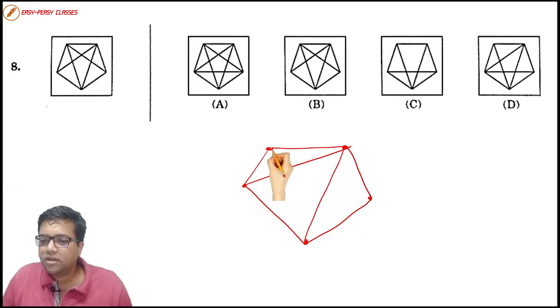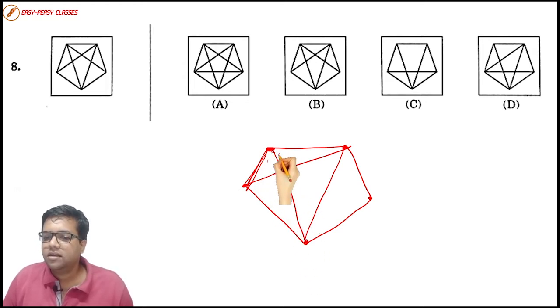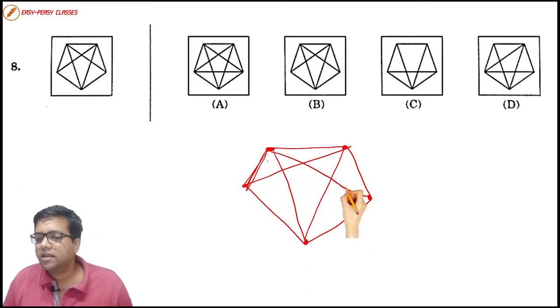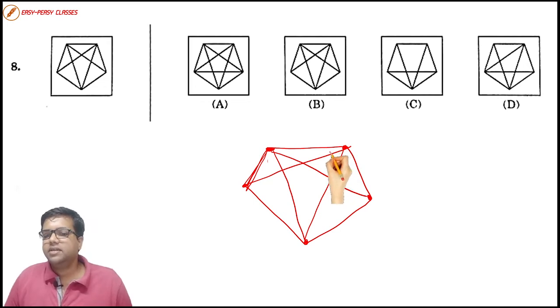Okay, now let's go to this corner. This corner is joined with this corner, right? This corner will be joined with this corner with a line. This corner will join with this corner with a line. Now we have this kind of figure. All right.